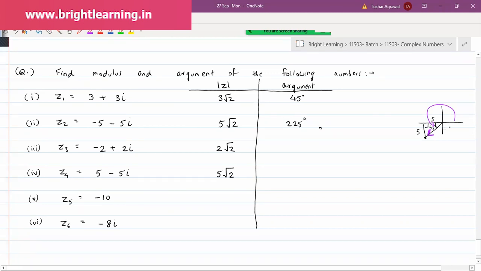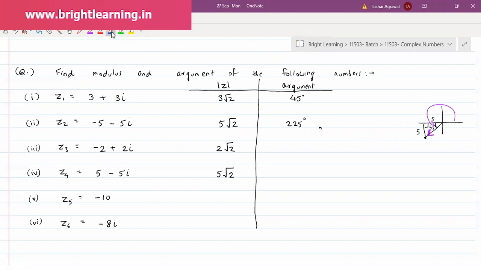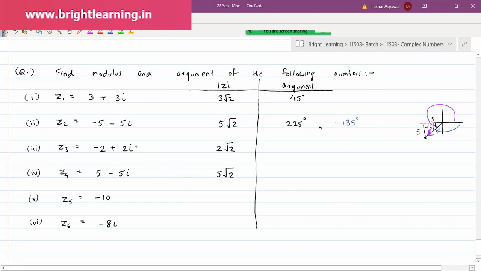Or that is also equal to, in the clockwise direction, minus 135 degrees. Negative 2 plus 2y, it will be something like this. Negative 2 addition 2y, this will be the direction. Correct? Third one, so the argument will be 135 degrees. No need to go for a negative value.